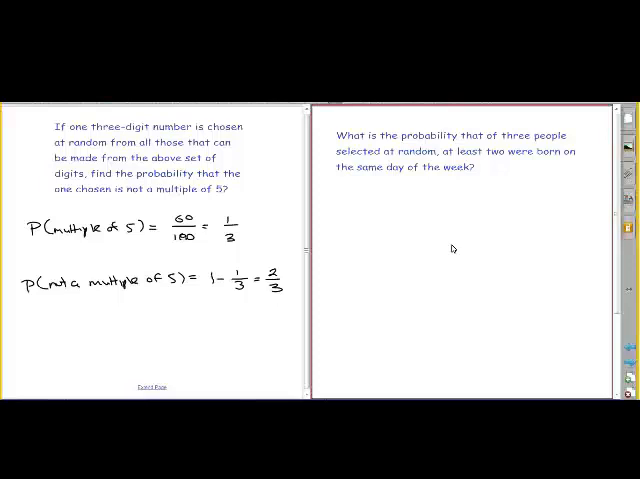So again, it's a fundamental counting principle. Basically, you have 3 people, and they're going to tell you what days of the week they're born on. So it's 3 parts to it. So here's the first person.